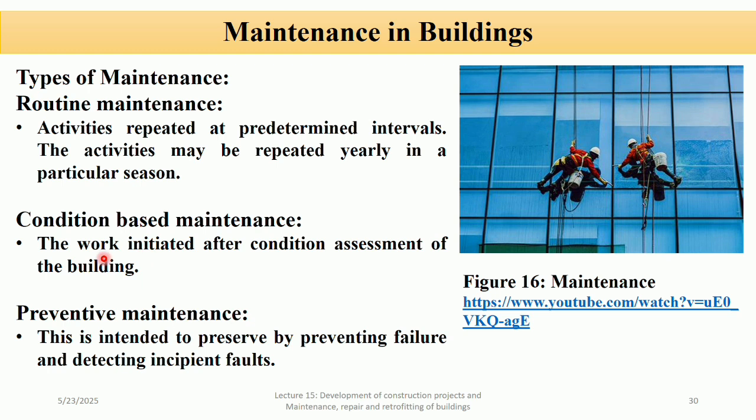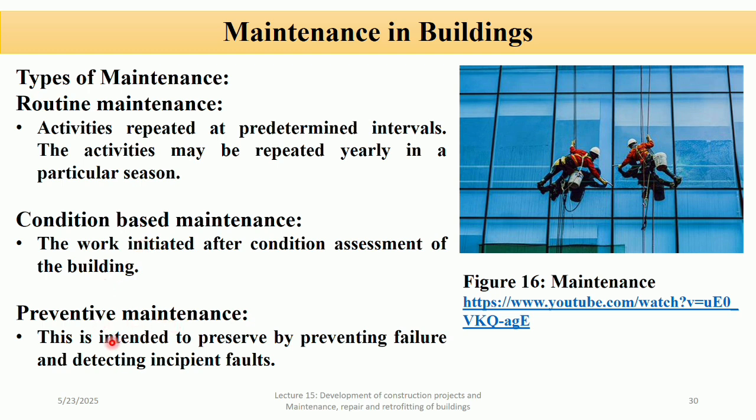Condition-based maintenance. So the work initiated after condition assessment of the building. So this type of maintenance is performed only after checking the actual condition of the building or its components. So work is done as needed based on an inspection or report. So the purpose of doing this maintenance is to address specific issues and avoid unnecessary work. For example, replacing tiles after cracks are observed, repairing plaster where damage is found, fixing windows that no longer close properly.